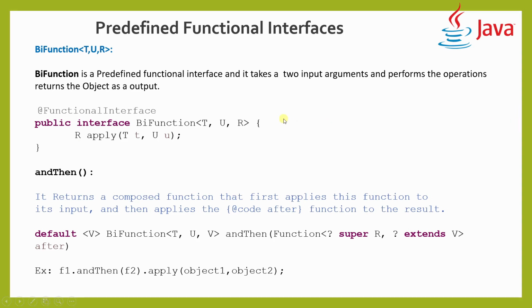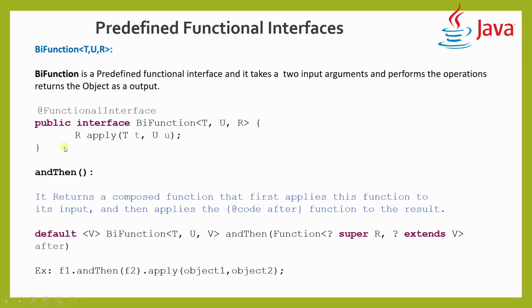Okay, suppose, as you know, Function takes one input argument T and returns R, but BiFunction means it takes two input arguments T, U and returns the R value. If you see the syntax here, you will understand. This is the predefined functional interface BiFunction<T, U, R>. It has the abstract method apply and returns the object.